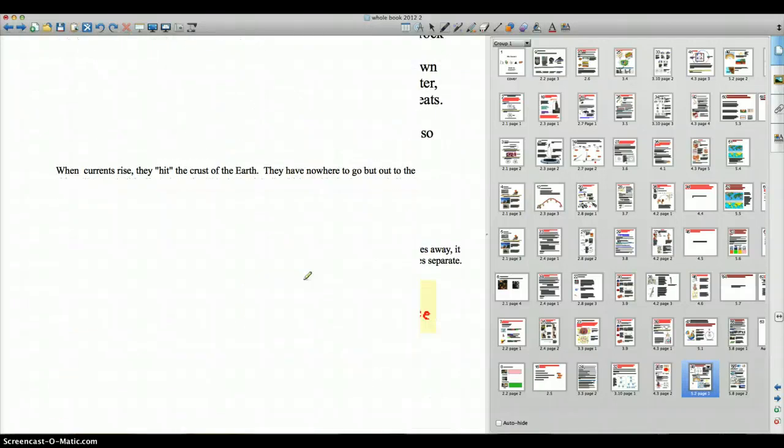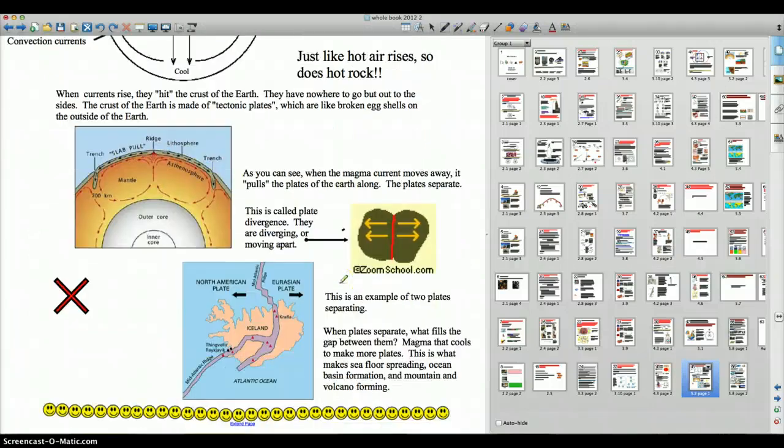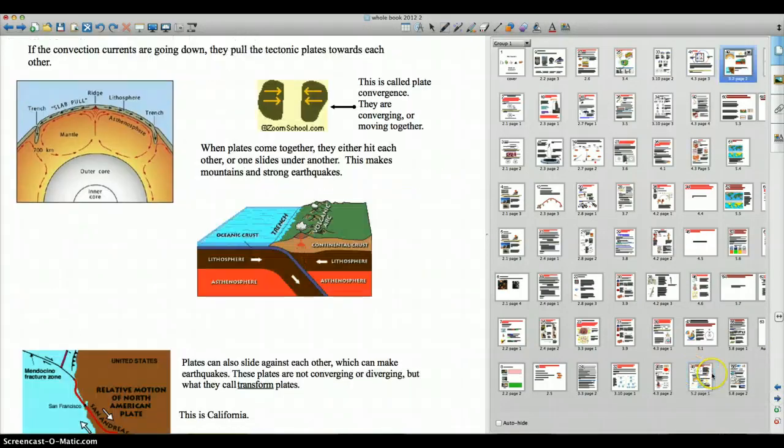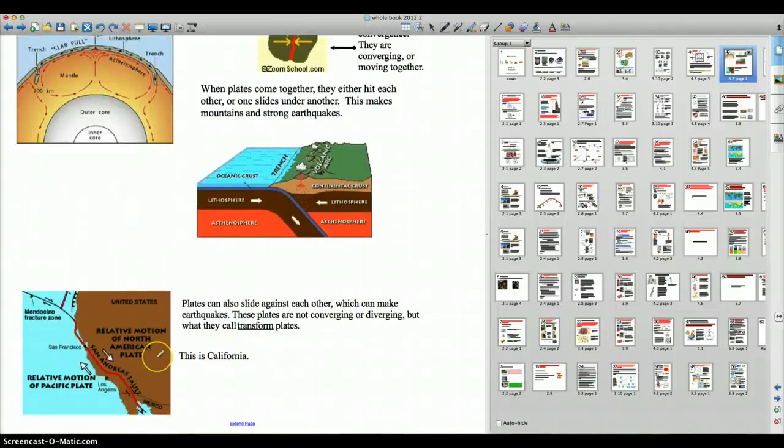When plates are pulled apart because the magma is going up and out, that can make a volcano. When plates are moving together, we call that convergence, by the way, and divergence when they're moving apart. But when plates are moving together, they can cause earthquakes, they can cause mountains, and things like that. And they're done because the magma is moving in and down. Transform plates move side to side from each other.